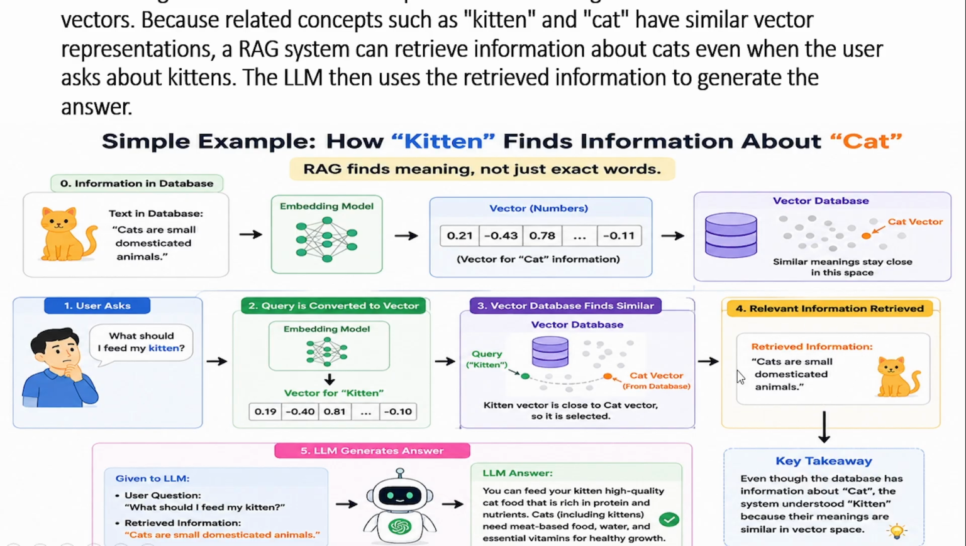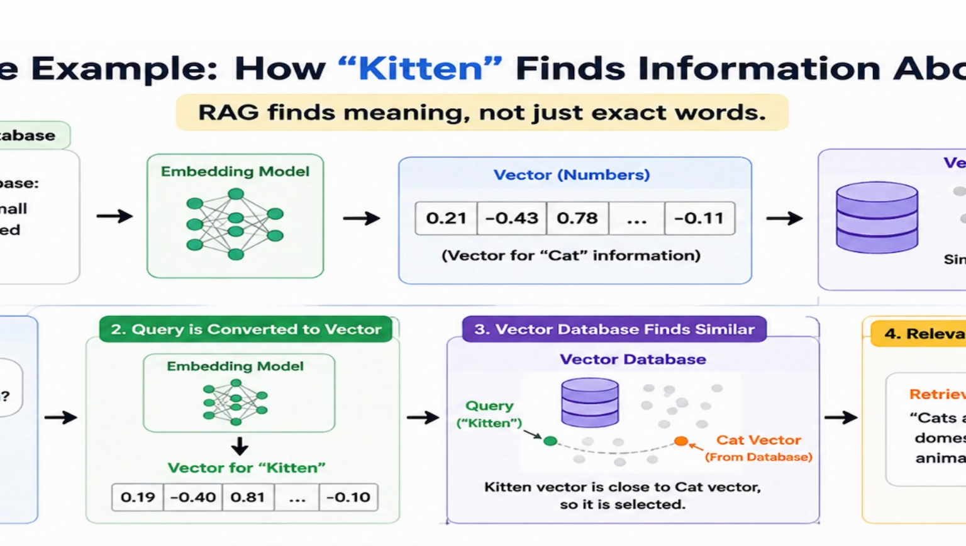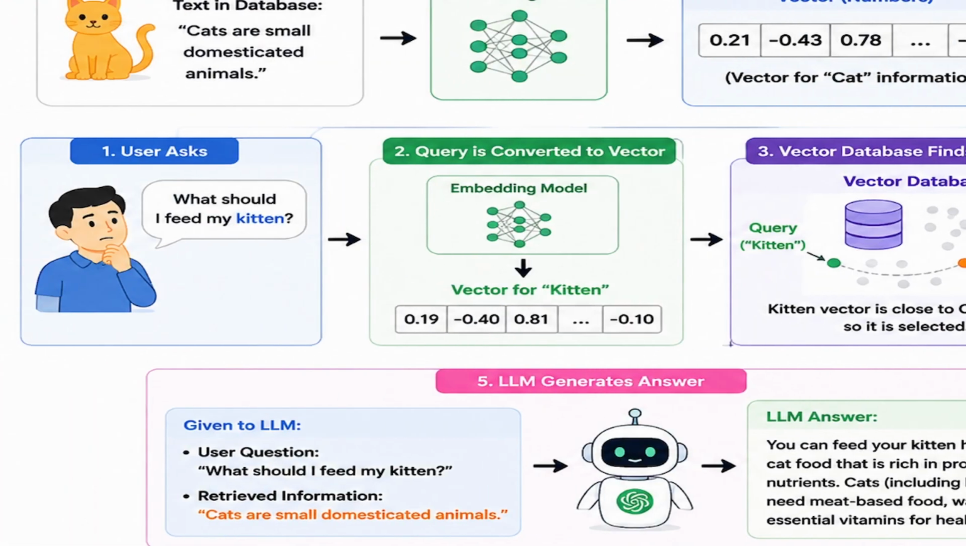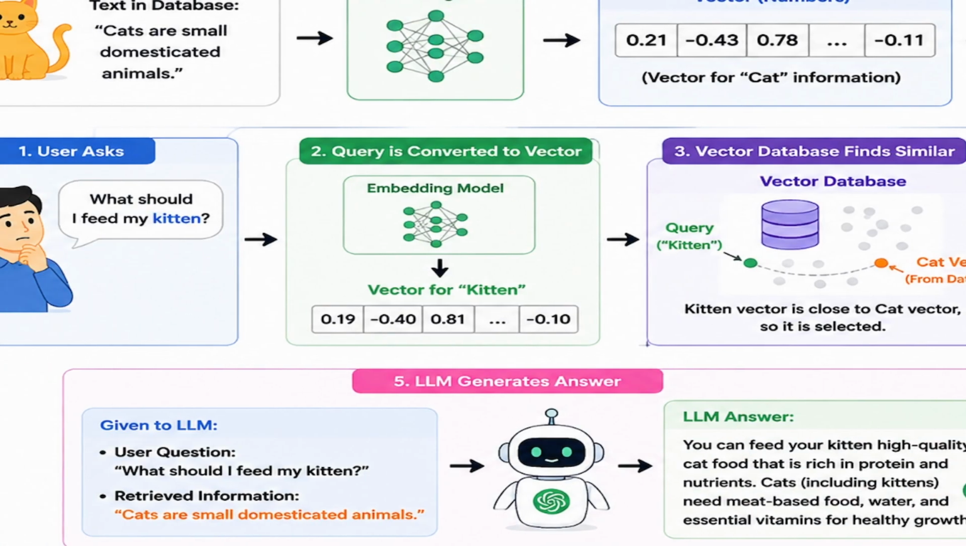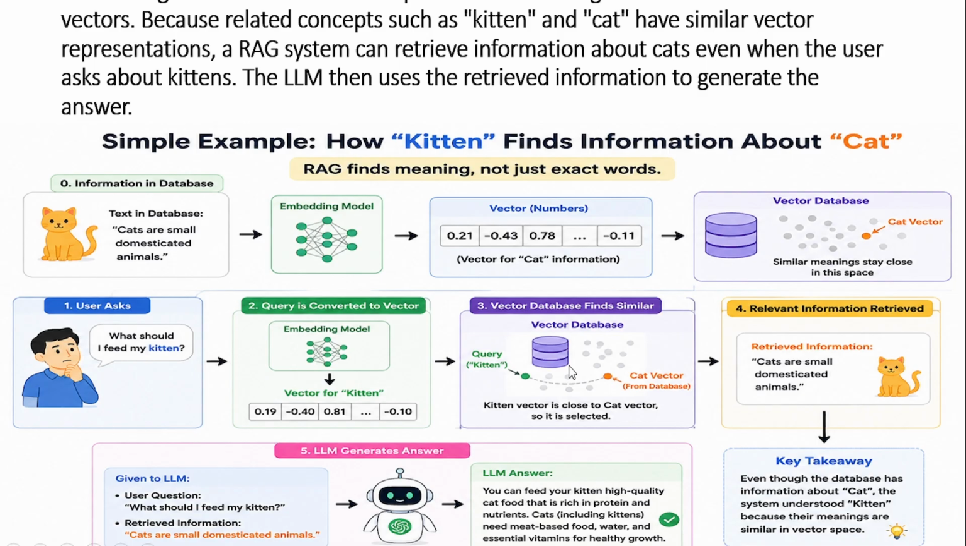And when the relevant information is retrieved, then the LLM gives the answer. You can see here, the LLM generates the answer. User question: what should I feed my kitten? Retrieved information: cats are small domestic animals. LLM answer: you can feed your kitten high quality cat food that is rich in protein and nutrients. Then the LLM gives the answer to the user, and in this way it works. So hopefully you got the basic concept of RAG.